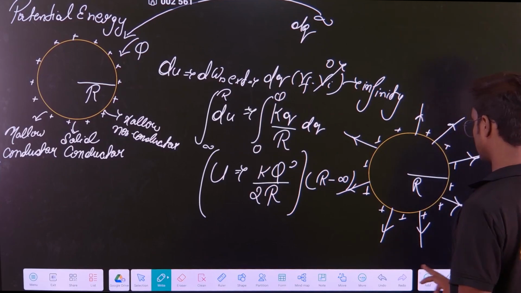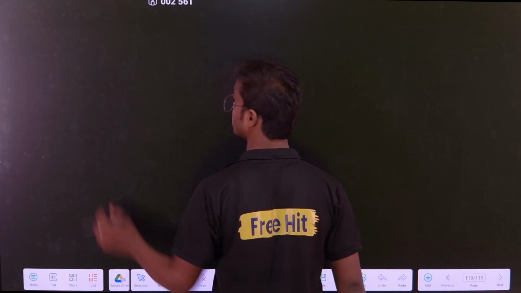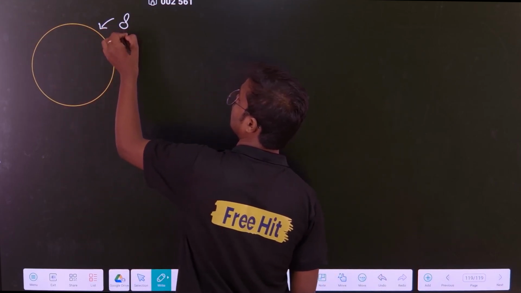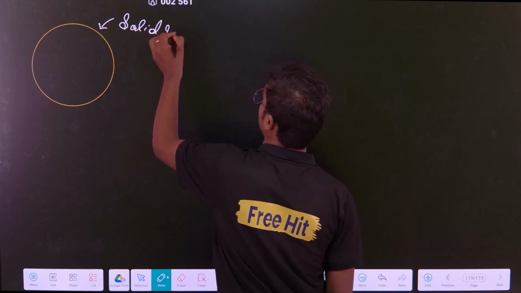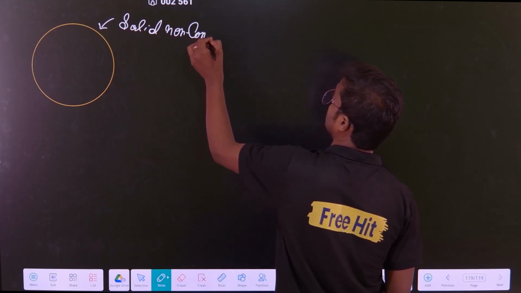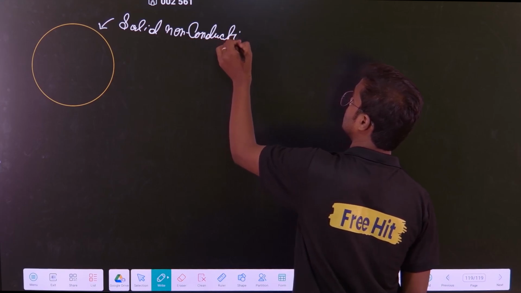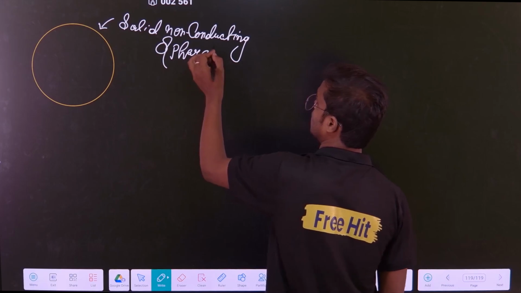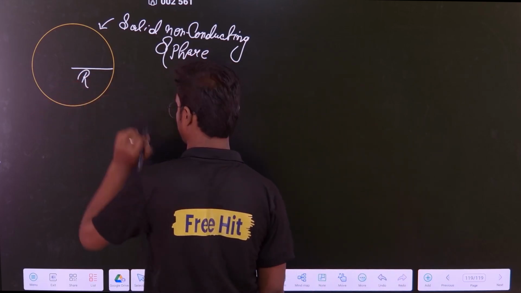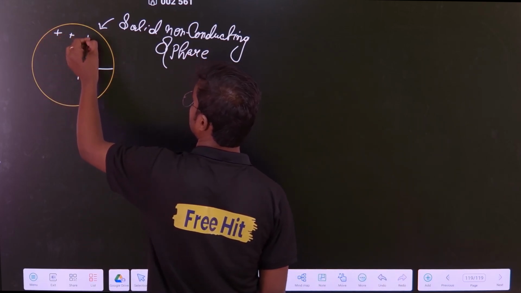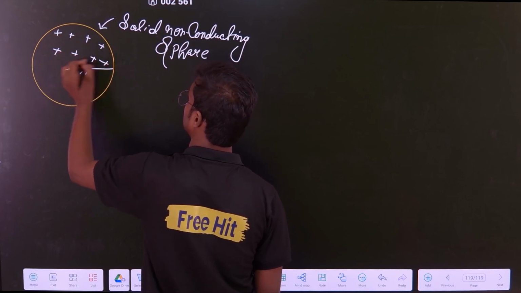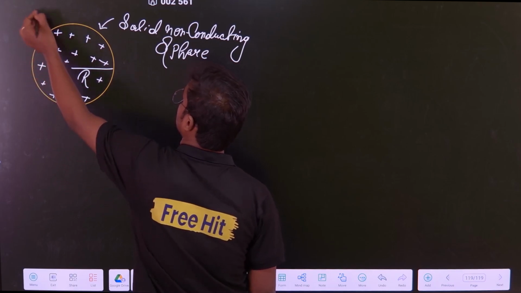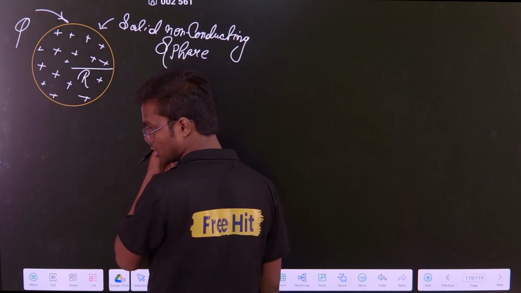Similarly, we have another case, that is a solid non-conducting sphere, and suppose the radius is R. Obviously the charge is distributed inside the volume, and the charge is capital Q.